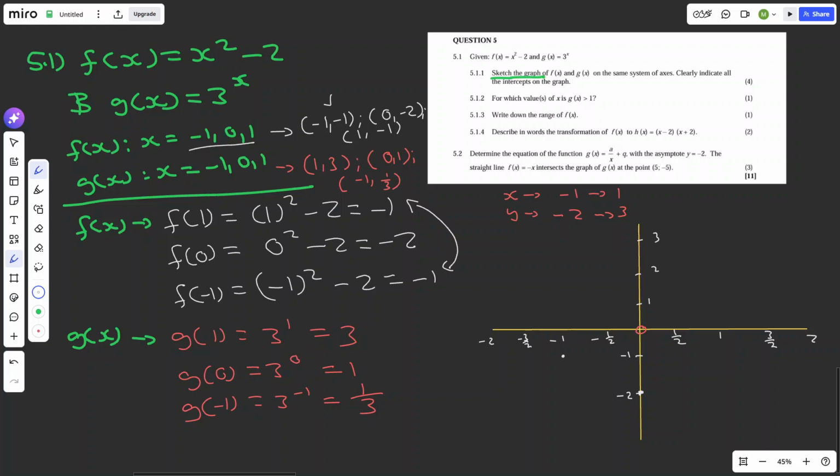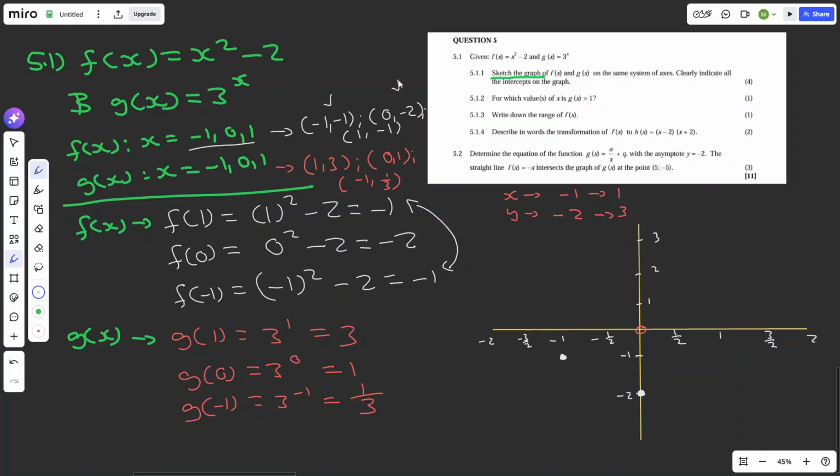So now we can join our points, because for the parabola, 2 points won't be enough. So let's get one more point. So this one here is taken care of, right? Let me just brighten this a bit. I'll just make this bigger so that it's clearly visible.